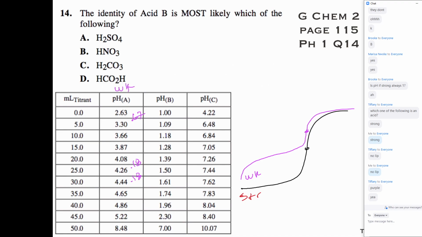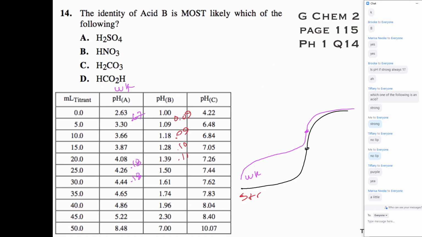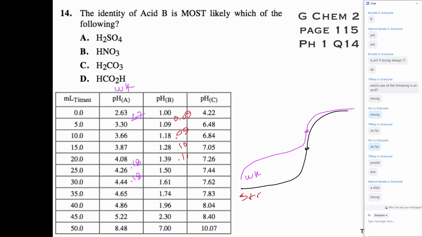That one's weak. Okay. Second question. Is this changing by a lot or a little? So what's true of this one then? Is this strong or weak, would you say? Perfect. This is a strong acid because it doesn't change much in the beginning. So acid B is a strong acid.